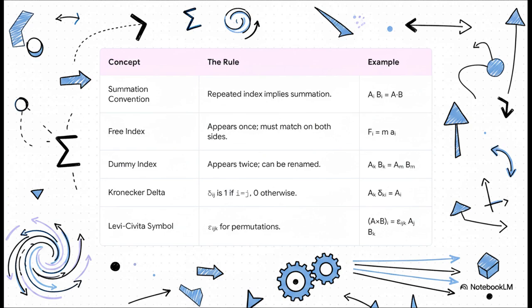It appears once per term, and it has to match on both sides of an equation. You've got the dummy index. Appears twice, gets summed over, and you can rename it anytime. Then you have your tools. The Kronecker delta, delta_ij, is your substitution tool, and the Levi-Civita symbol, epsilon_ijk, is for handling anything with anti-symmetry and permutations. These 5 concepts, right here, that's the entire foundation.